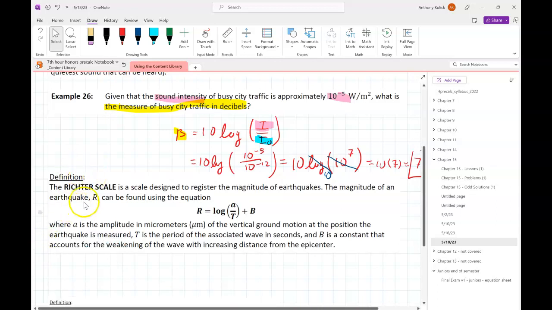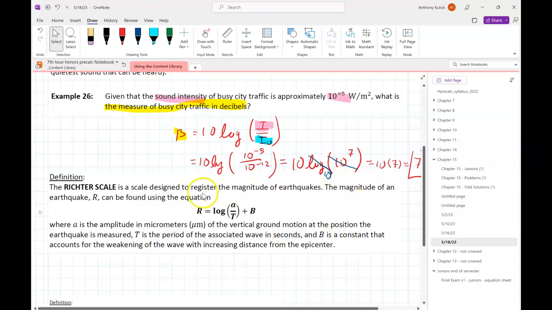All right. Our next example is an earth science one. So we are talking about the Richter scale. What does the Richter scale measure again? Earthquakes, right? Probably most of us knew that from middle school science class or something. So the Richter scale is designed to register the magnitude of earthquakes.